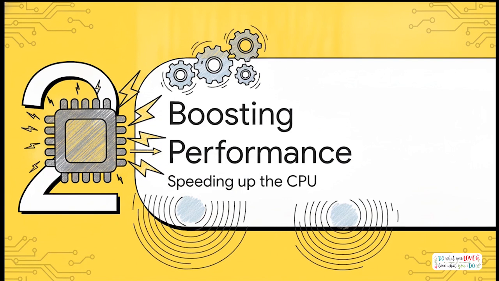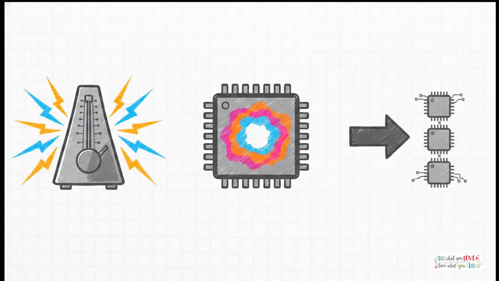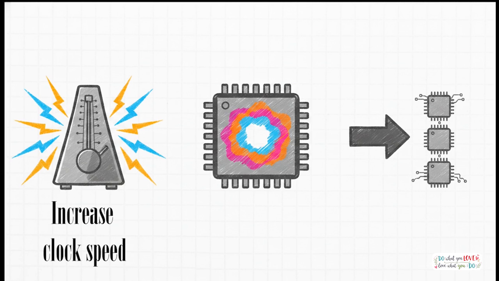Moving right along to Section 2, boosting computer performance. Okay, so how do we actually make this brain run faster? Well, you can boost processing performance in three main ways. First, by increasing the clock speed. That essentially synchronizes operations with a much faster internal metronome.